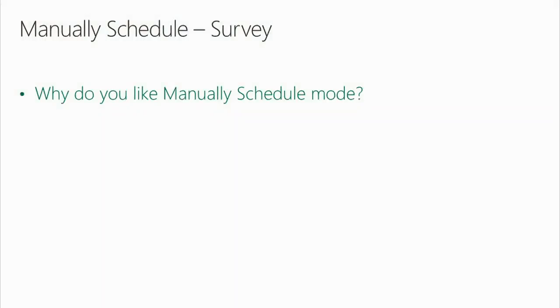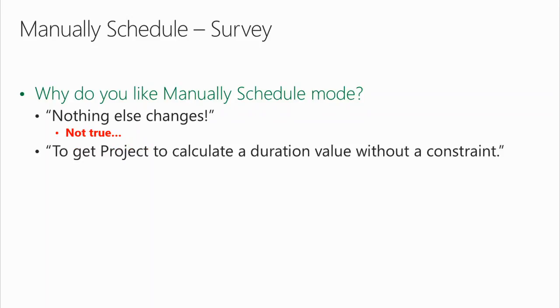Next, let's go back to the survey. Remember this? Why do you like manually scheduled mode? "Nothing else changes." Not true. Project is calculating and making changes all the time. That is absolutely, positively false. To get Project to calculate a duration without a constraint, the schedule's constrained, you just can't see it. It's a display thing.